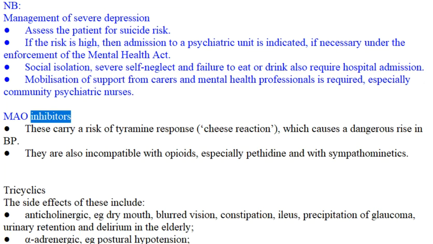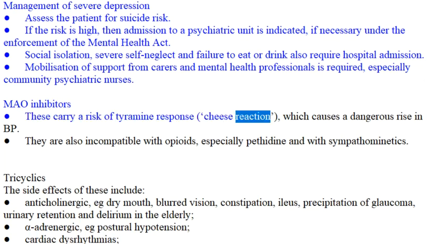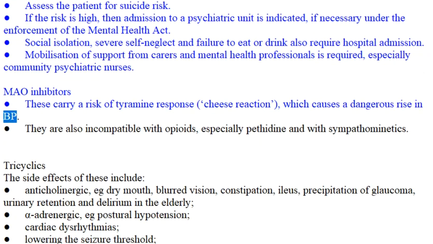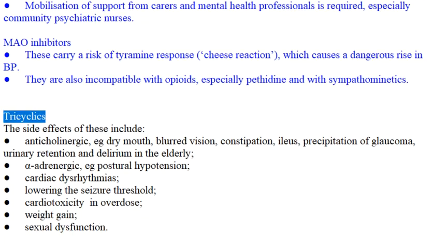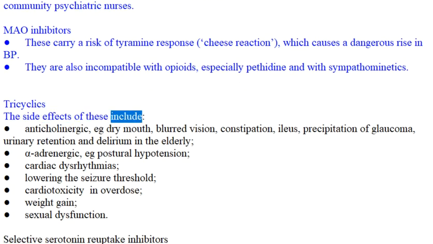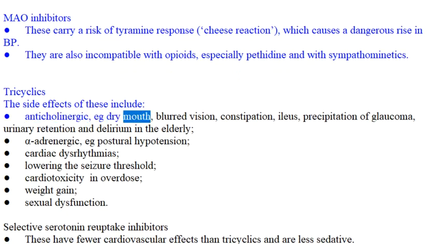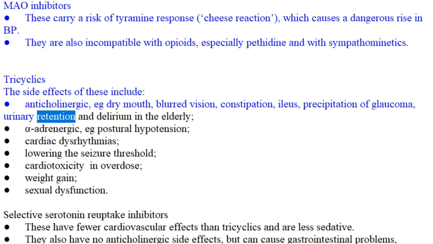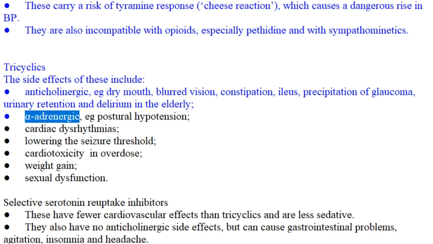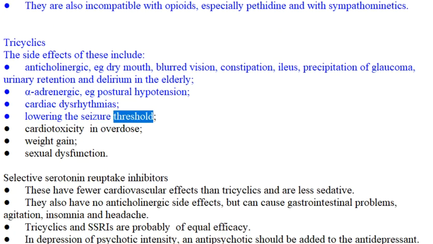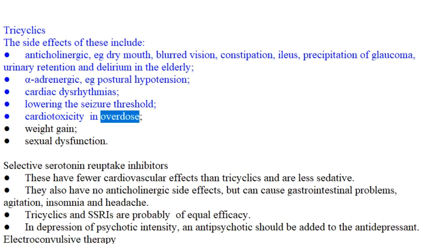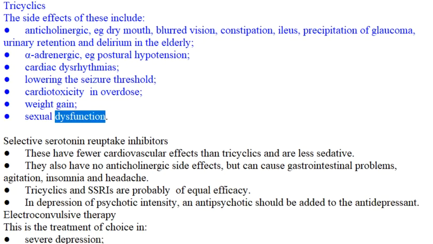MAO inhibitors. These carry a risk of tyramine response, cheese reaction, which causes a dangerous rise in BP. They are also incompatible with opioids, especially pethidine, and with sympathomimetics. Tricyclics. The side effects of these include anticholinergic, e.g. dry mouth, blurred vision, constipation, ileus, precipitation of glaucoma, urinary retention, and delirium in the elderly. Alpha-adrenergic, e.g. postural hypotension. Cardiac dysrhythmias. Lowering the seizure threshold. Cardiotoxicity in overdose. Weight gain. Sexual dysfunction.